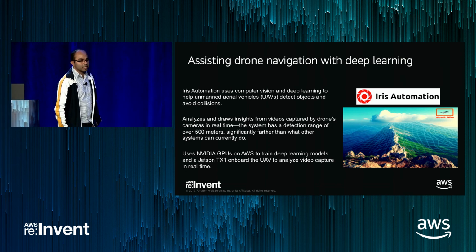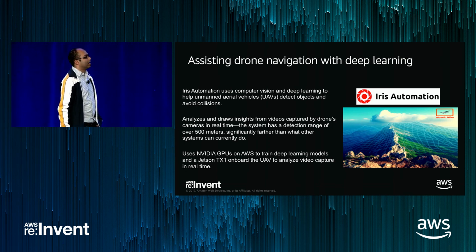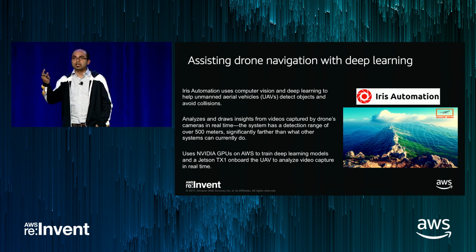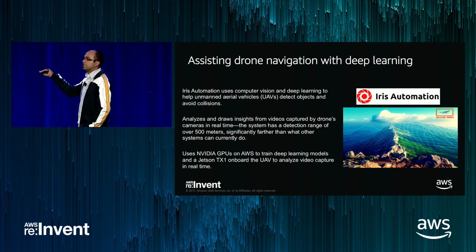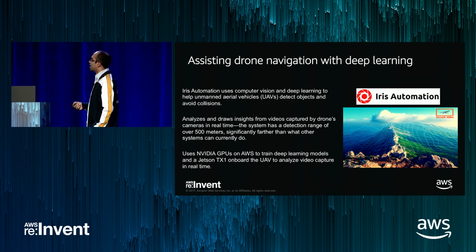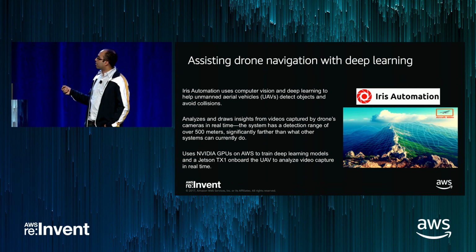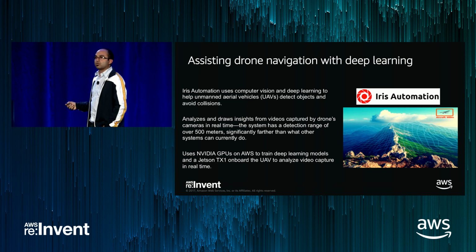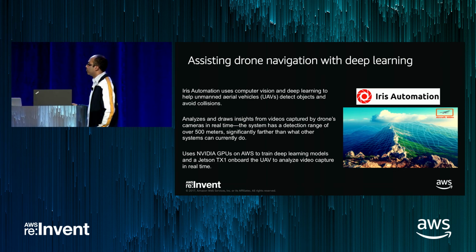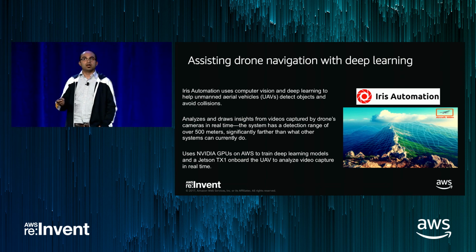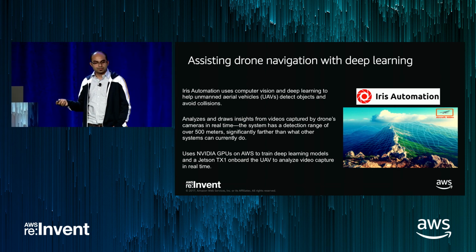Another cool example is drone navigation by Iris Automation. They've done deep learning to help UAV drones detect objects and avoid collisions. They've used the P2 instances again, and also deploy on the edge on the vehicle, which has TX1 hardware, where they're ingesting video, analyzing the frames, and doing the predictions and collision detection.